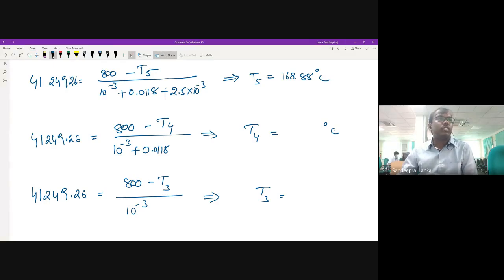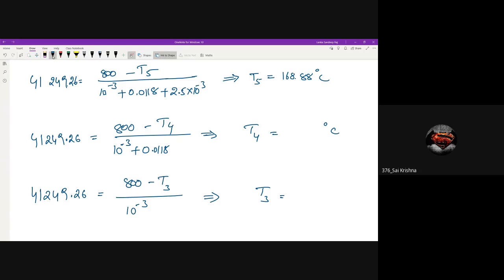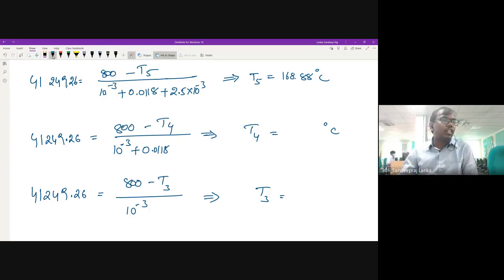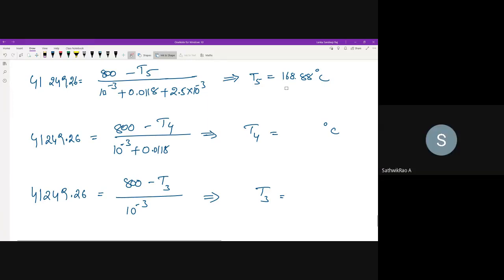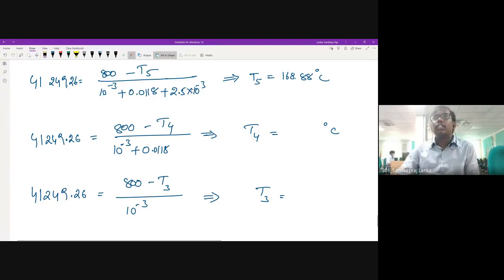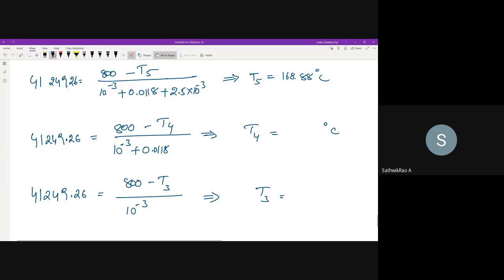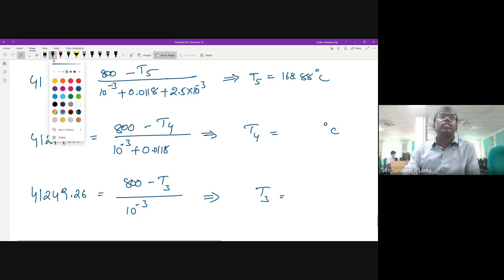Somebody is writing in chat also. T4 is 272, sir. See, is this correct? First, tell me what is T5. T3 is 758.75 degrees centigrade. So this is making some problem for me. Give me a minute. I'll be back.